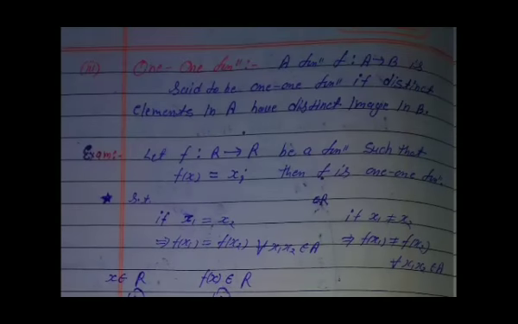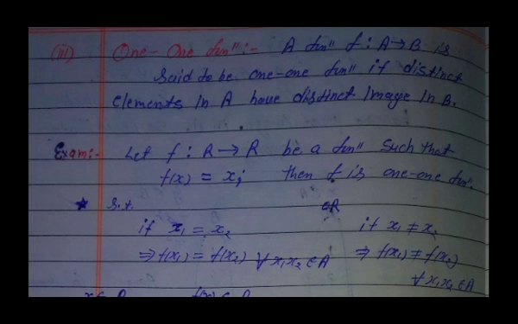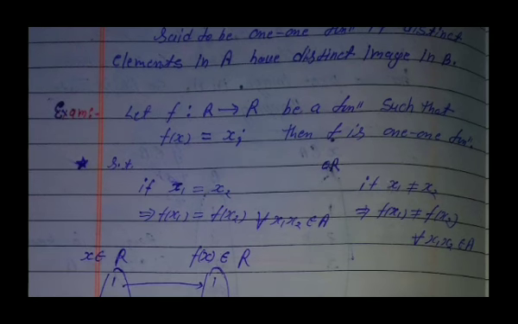Next है आपका one-one function. A function f such that A tends to B is said to be a one-one function if the distinct elements in A have the distinct images in B. For example, the function f from real to real be a function such that f(x) is equal to x, then f is a one-one function. This relation we can show by this condition: if f(x1) is equal to f(x2) for all values of x1, x2, then x1 is equal to x2, and we can say that the function is one-one.